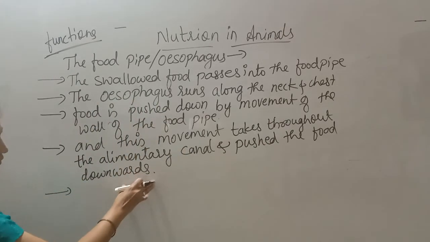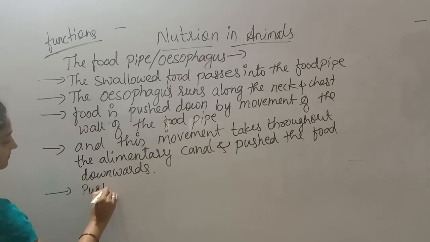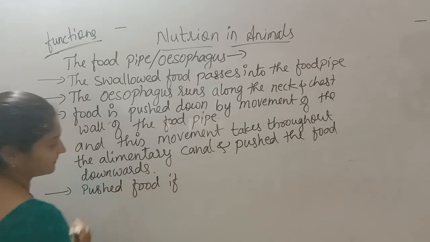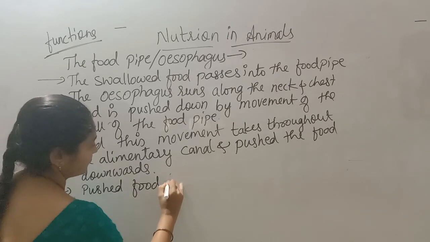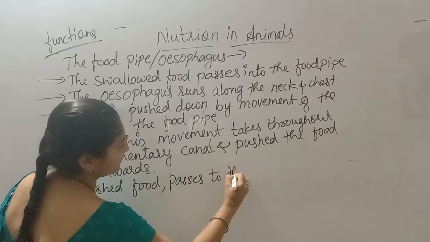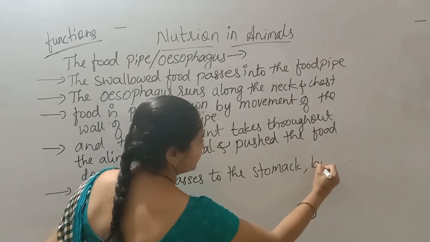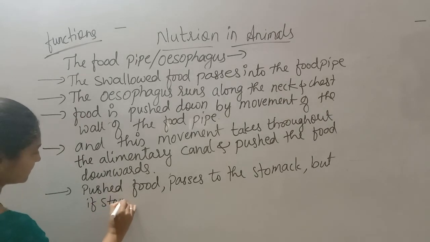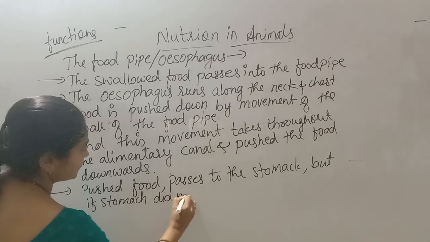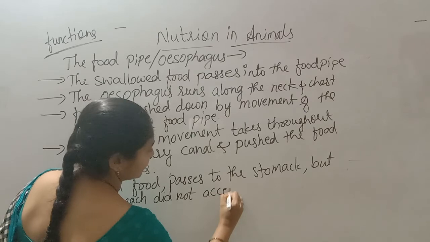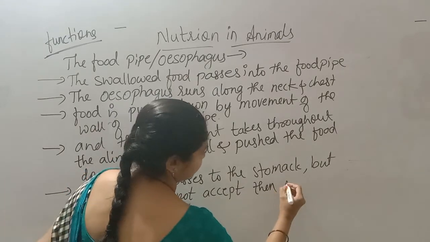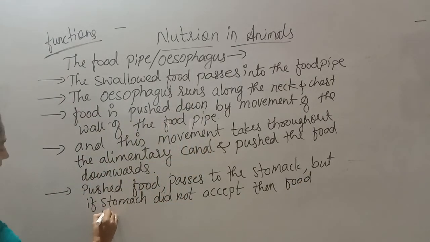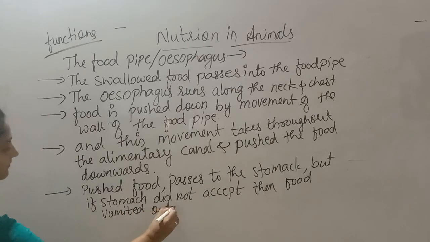So whatever food is pushed downwards passes to the stomach, but if the stomach didn't accept the food, then the food is vomited out. Right?